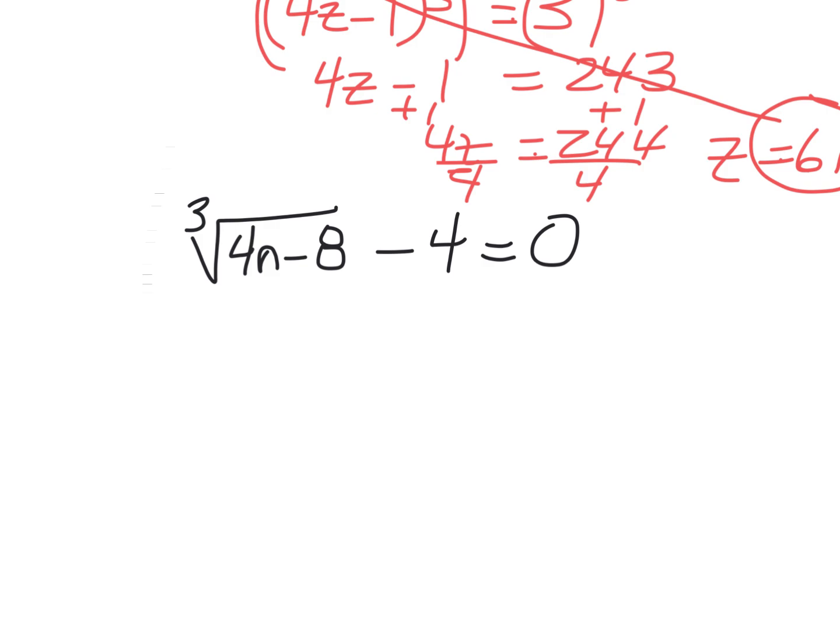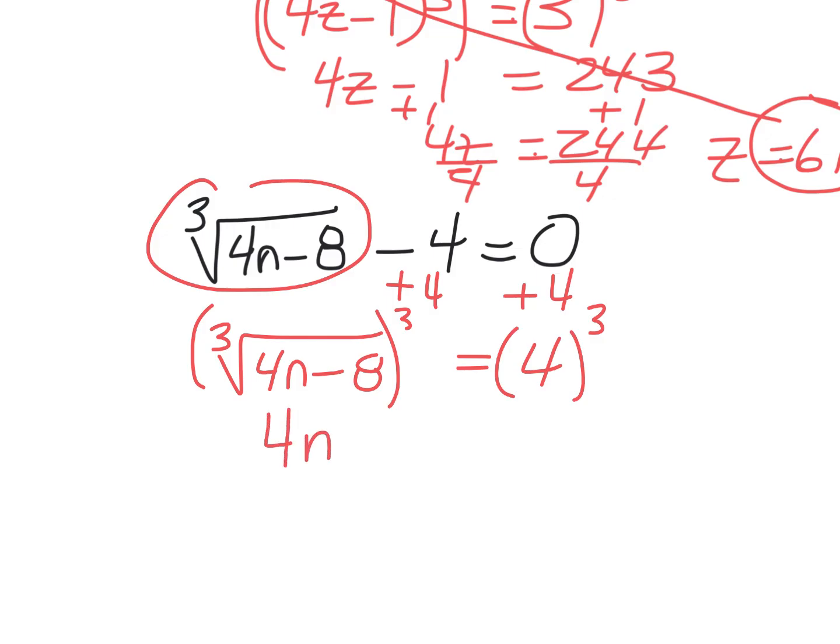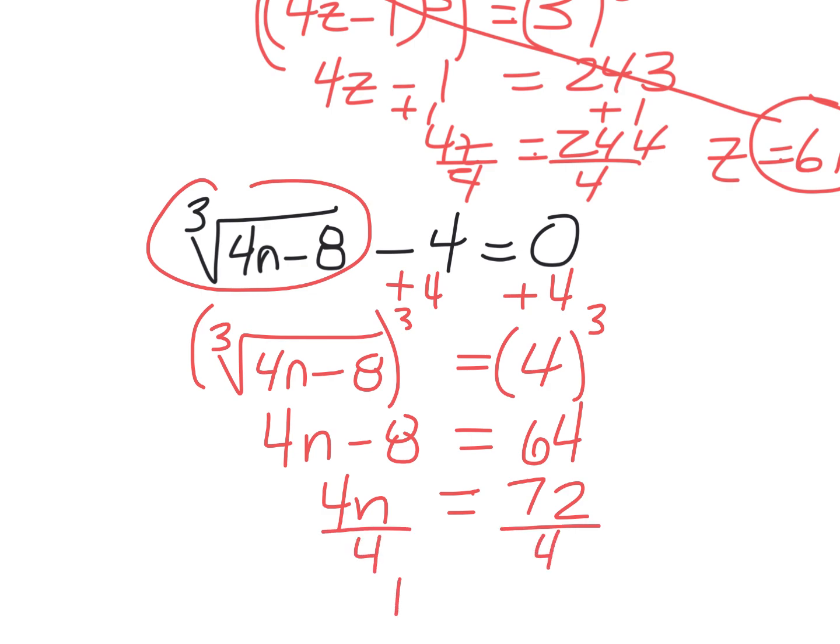Next example here, we've got a cube root. I'm going to isolate that by adding 4 to both sides. And then undoing the cube root by cubing both sides. 4 cubed is 64. I'm going to add the 8, which would give me 72. And then I'm going to divide by 4. 4 goes in there evenly 18 times.